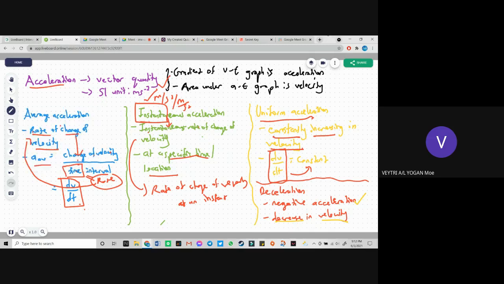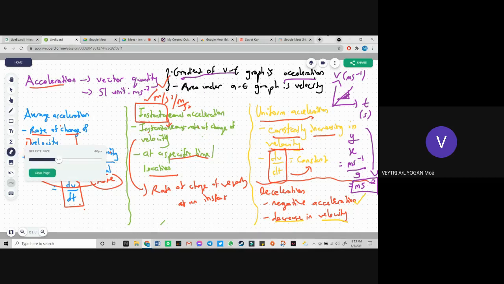What does the graph say? Gradient of VT graph is acceleration. Now, here V, here T. How do we find the gradient? Triangle, right? So V is in meter second negative 1, T in second. What is the gradient? Y over X. So, Y is m s negative 1 over s, giving m s negative 2. So the gradient of velocity time graph, this is the unit for what? Acceleration. Exactly my point. Okay?